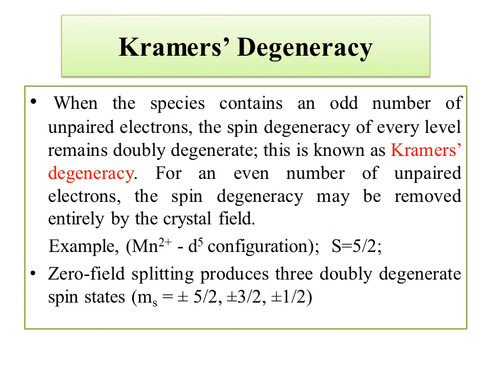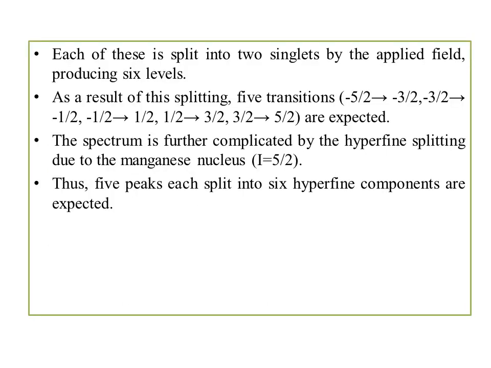Then let us see Kramers degeneracy. When a species contains an odd number of unpaired electrons, the spin degeneracy of every level remains doubly degenerate. This is known as Kramers degeneracy. For an even number of unpaired electrons, the spin degeneracy may be removed entirely by the crystalline field. For Kramers degeneracy, let us take Mn2+ as an example, which has d5 electronic configuration. So S is equal to 5/2. So Ms values are plus or minus 5/2, plus or minus 3/2, and plus or minus 1/2.